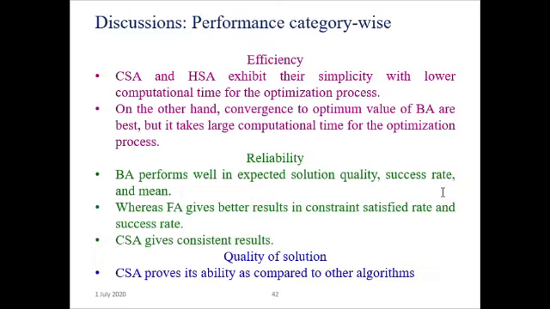Now the discussion with respect to performance category. We know there are three performance categories: efficiency, reliability, and quality of solutions. In the first performance category of efficiency, CS and HSA exhibit better simplicity and also a lower computational time, but the BA gives a better convergence to the optimum value. In reliability, BA performs well in solution quality, success rate, and mean, whereas FA gives better results in the constraint satisfied rate and the success rate. CSA gives consistent results. And in the third performance category, quality of solutions, the CSA proves its ability compared to other algorithms.